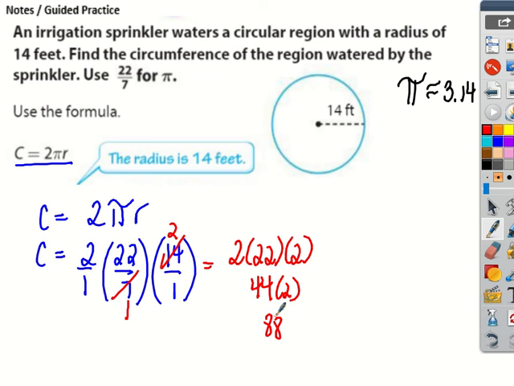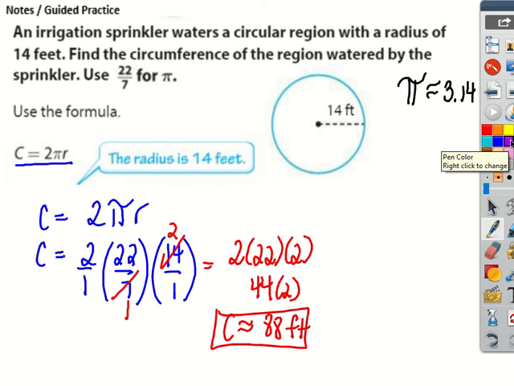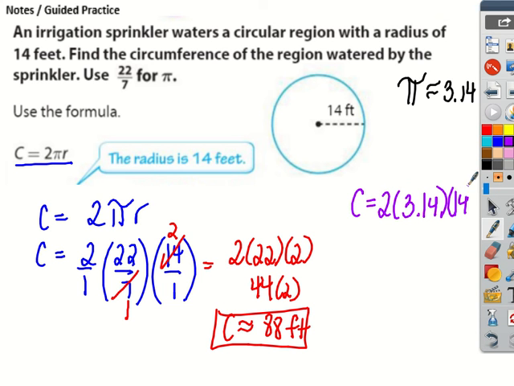Now, here's where I need the units: 88 feet. Circumference is approximately 88 feet. When we're using pi, everything is going to be approximate because of the cutoff of pi. But I also want to show you in this particular problem, if you were to use 3.14 times the 14, you are going to start to see that 2 times pi every single time is 6.28.